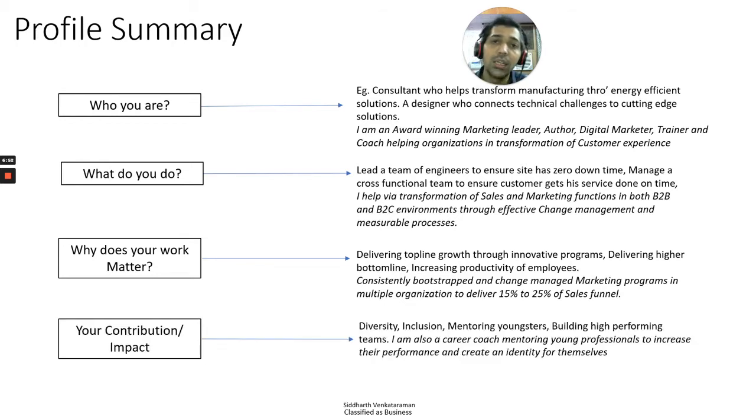The next one is about your contribution and impact, which is much more than this. For example, diversity, inclusion, mentoring youngsters, coaching people, building high performance teams. In my case, I'm a career coach mentoring young professionals to increase their performance and create an identity for themselves wherever they are working. So this is something beyond my actual marketing core, right? This is the way you need to really structure your summary.